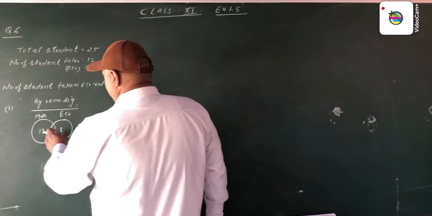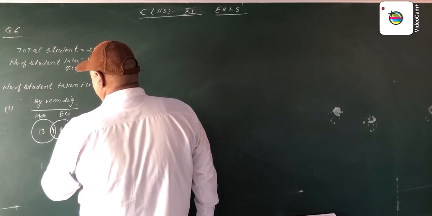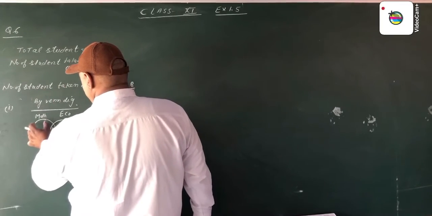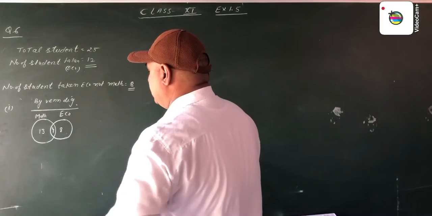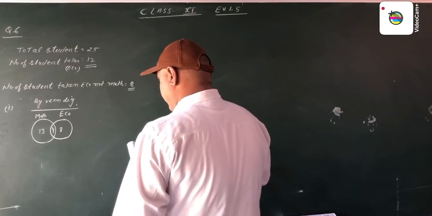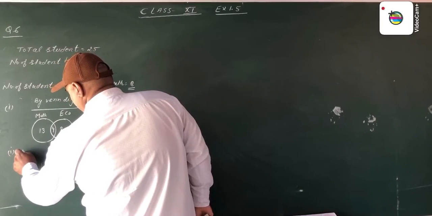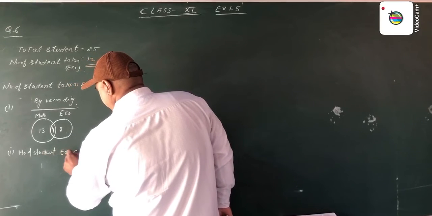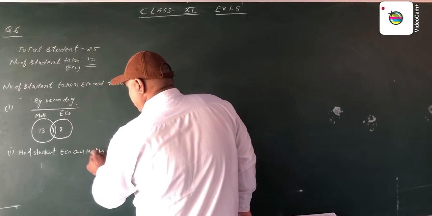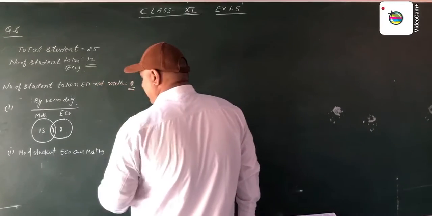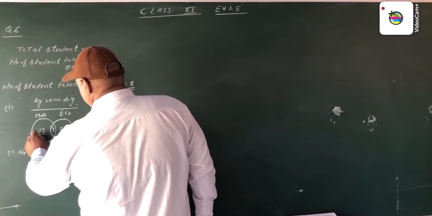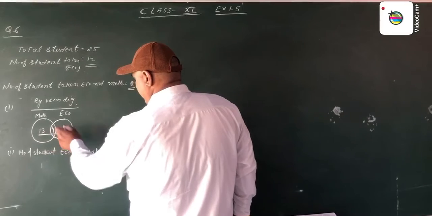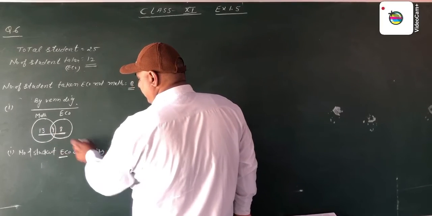Now the total is 25 students. If we add these two and subtract from 25, we get the number of students only in mathematics. This is by the Venn diagram. Now we first answer this question: the number of students who have economics and maths. These are the students who have economics and math. We have found this is the students of only math, this is the students of only economics, and these are the total students. So we have found the number of students who have economics and math.